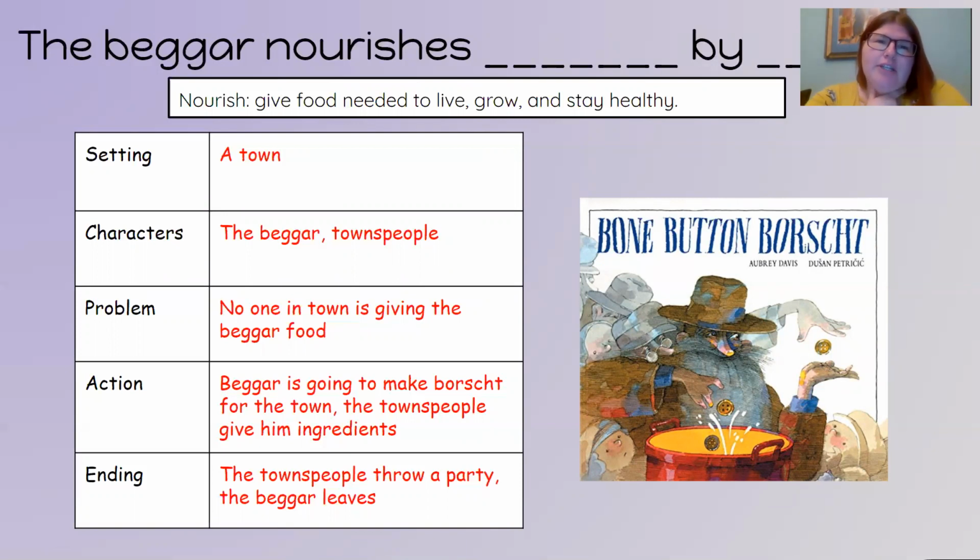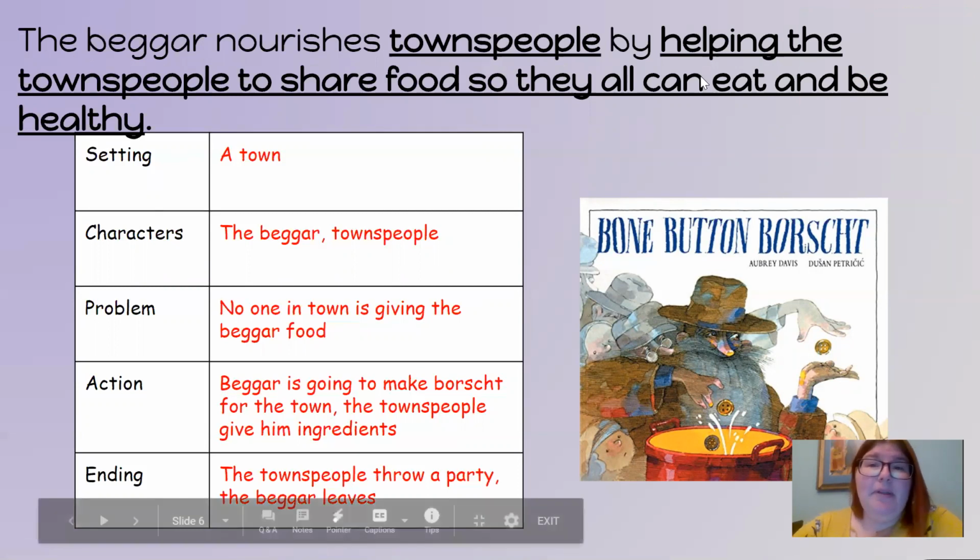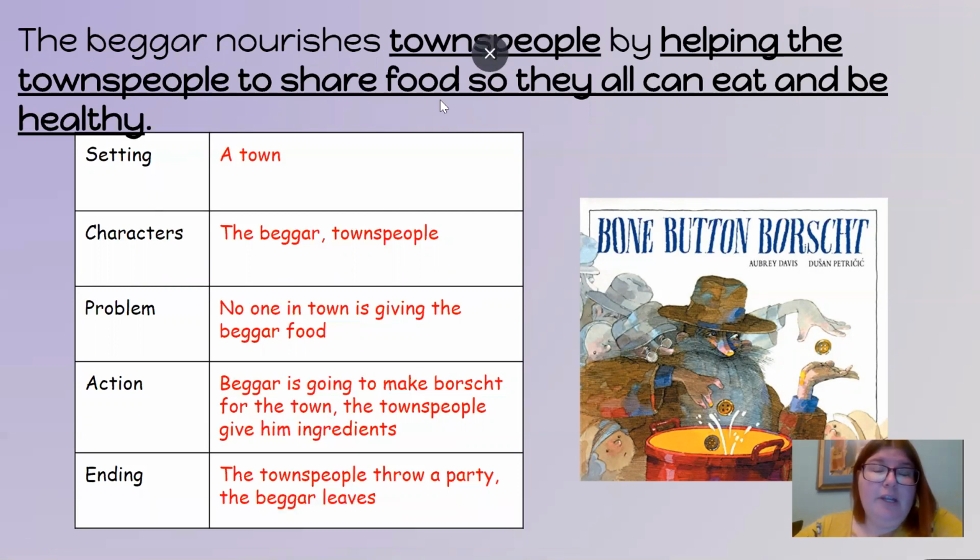The beggar nourishes the townspeople by... If I had to finish the sentence stem, I would say the beggar nourishes the townspeople by helping the townspeople to share food so they all can eat and be healthy. Something that you might have said was the beggar nourishes the townspeople by helping them cook some food. And that would be great too.